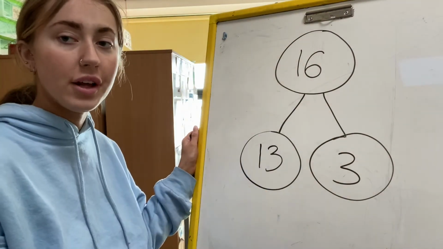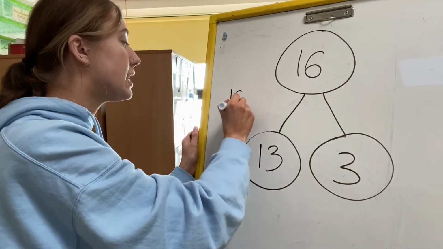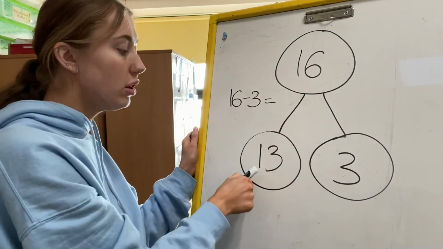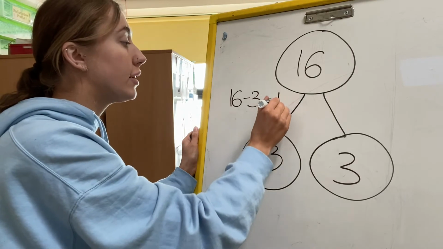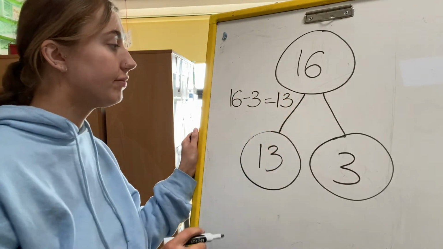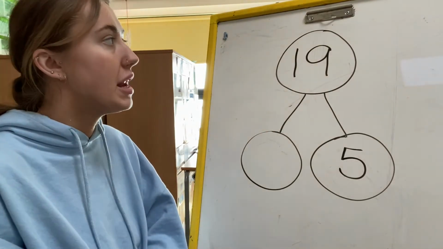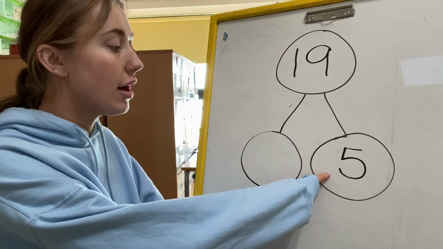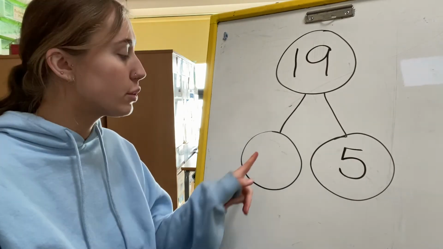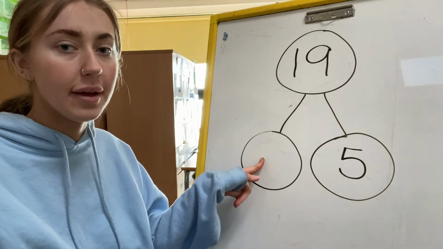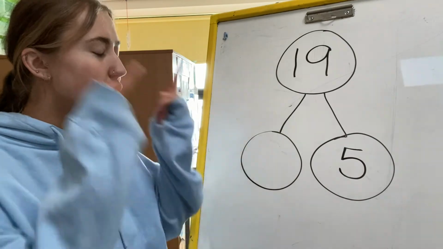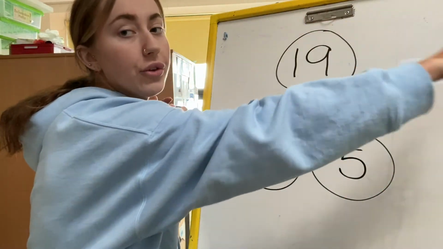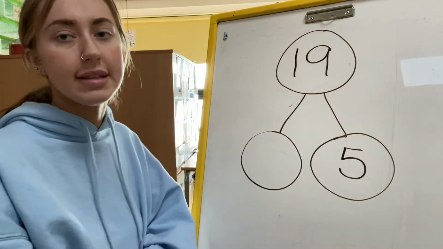So let's write that in an equation. So we've got 16, subtract 3, and what does it equal? 13. Well done. So I've got a bit of a bigger number now in my whole. I have 19. And one of my parts is 5. So we're going to work out what my missing part is here. Can you help me? So we know we've got 19 and we need to take away this part from our whole to work out what this one is, don't we?